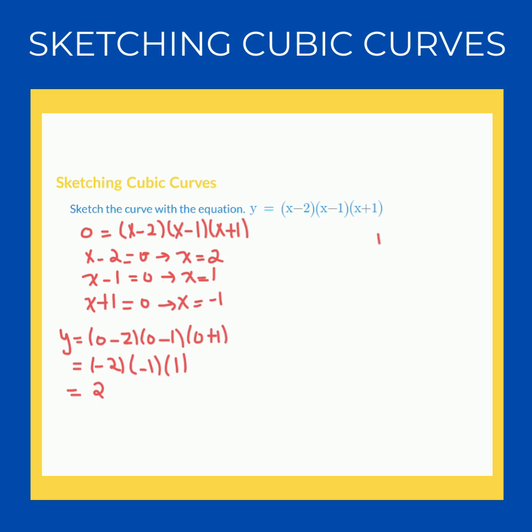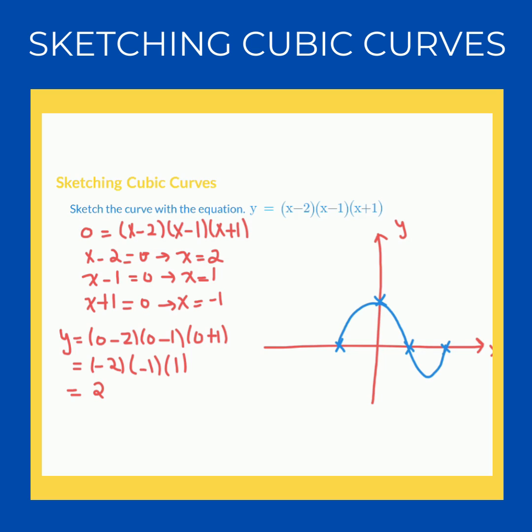Now let's sketch the curve. So this is the y-axis, and this is the x-axis. This is the y. So the roots, or the points where the curve crosses the x-axis, are x equals 2, 1, and negative 1. So this is negative 1, this is 1, and this is 2. And the point where the curve crosses the y-axis is 2. So it's, let's say, here. Now, the curve will look something like this.